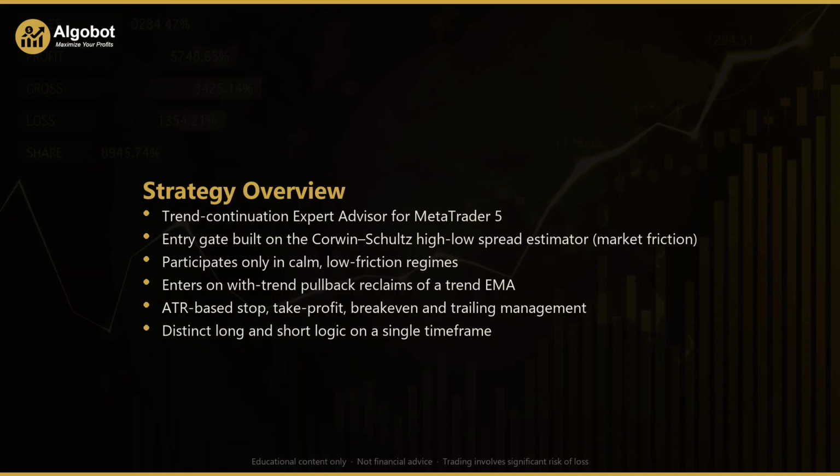Durable trends tend to unfold in calm, liquid conditions, where the cost of transacting is low. When that estimated spread spikes, the market is stressed or thin, and continuation attempts are more likely to whipsaw. So this strategy only looks for entries when the smooth spread sits in the lower part of its own recent range, a low-friction regime. Filtering out the noisy, high-friction periods is where the design aims to keep drawdown contained.